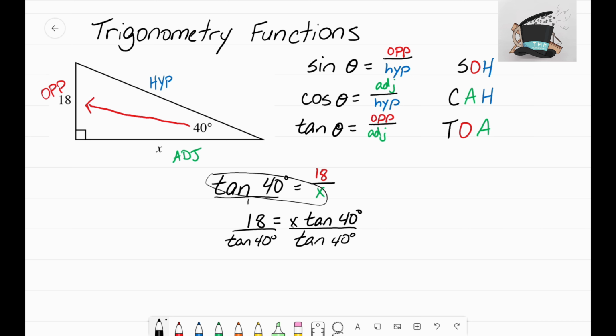This is just basic algebra. The geometry's left over. All we have to do now is solve for x. So now I can cancel those tangents of 40, and that just becomes a 1. So x equals 18 over tangent of 40 degrees. And that's what you can type into your calculator. I'm going to remind you guys, if you're using your phone calculator, be sure that it's in degree mode. If it's not in degree mode, you're going to get the wrong answer here. You go ahead and plug that in, 18 divided by tangent of 40 degrees, and you'll get your answer.